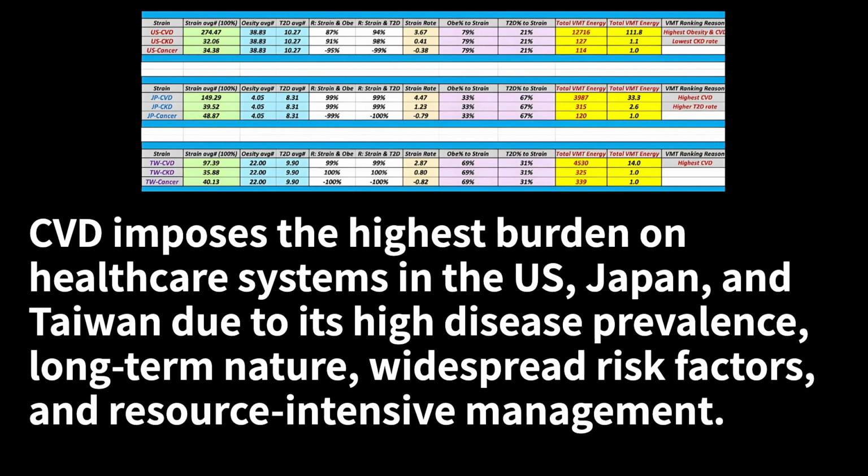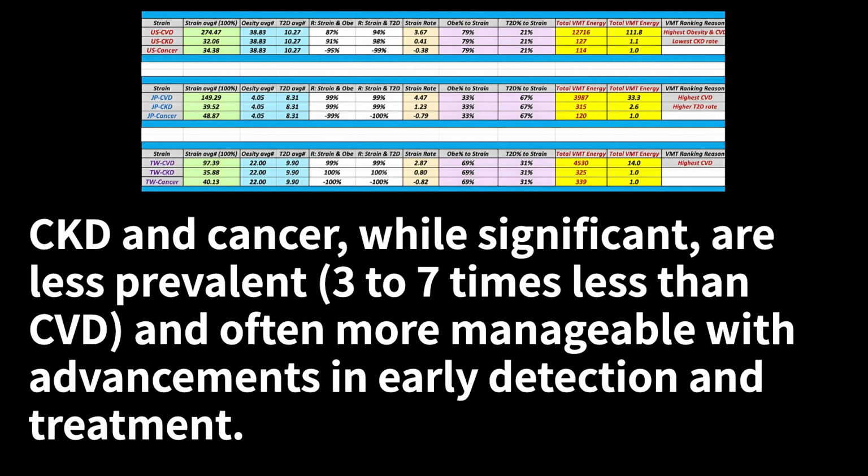CVD imposes the highest burden on healthcare systems in the US, Japan, and Taiwan due to its high disease prevalence, long-term nature, widespread risk factors, and resource-intensive management. CKD and cancer, while significant, are less prevalent, 3 to 7 times less than CVD, and often more manageable with advancements in early detection and treatment.